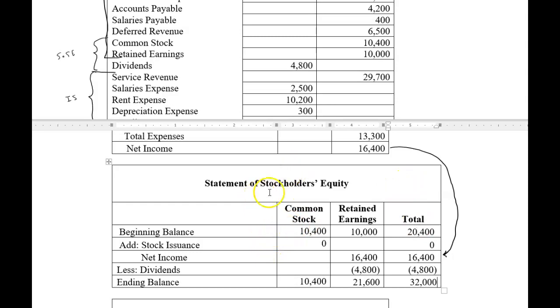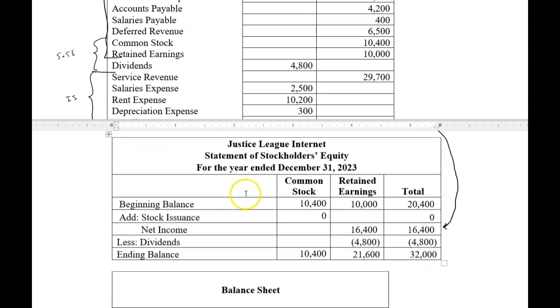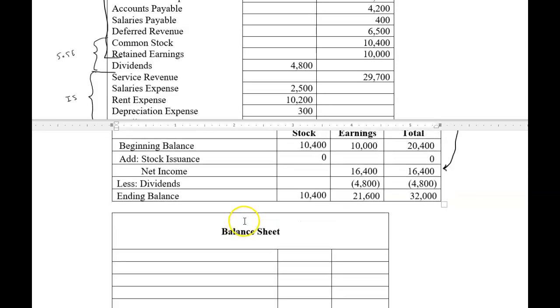All right, once we have the stockholders' equity, now don't forget, I did forget, but let's go back. Justice League Internet, you do have your proper heading there. Some people are a little particular on that. Statement of stockholders' equity is also for a period of time. So for the year ended December 31st of 2023 here. It doesn't have to be a year, it could be a month. All financial statements are dated for a period of time except the balance sheet, because the balance sheet is a snapshot. Balance sheets are only applicable for one day and one day only. All right, so it's like a photograph. You catch it at that moment.